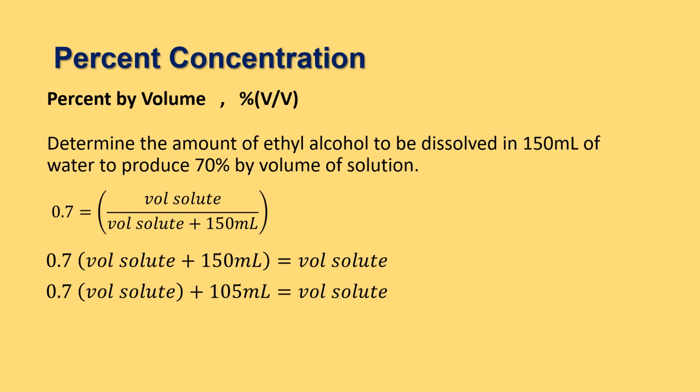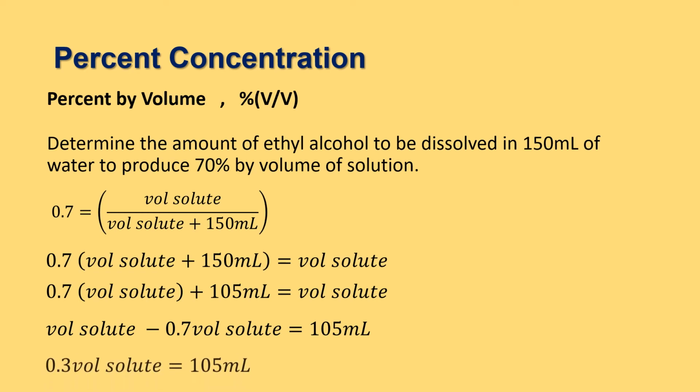In solving for the unknown, we must combine like terms, and usually we put the terms with the unknown on the left side of the equation and the constants on the right side of the equation. So rearranging this, we will now have the volume of solute minus 0.7 volume of solute equals 105 ml. So we will now have 0.3 volume of solute equals 105 ml.